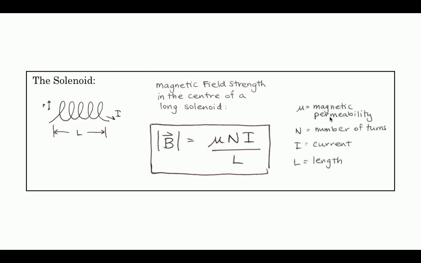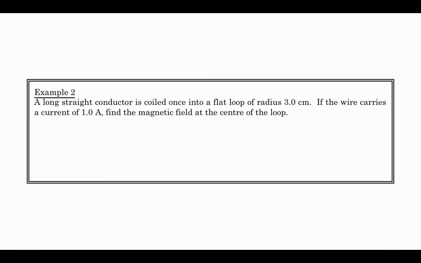Again, mu is the magnetic permeability, N is the number of turns, I is the current, and L is the length. So now that we've seen these, let's actually take a look. Oh yeah, you'd use right-hand rule number 2, by the way, to find the direction of this. So let's take a look at an example.